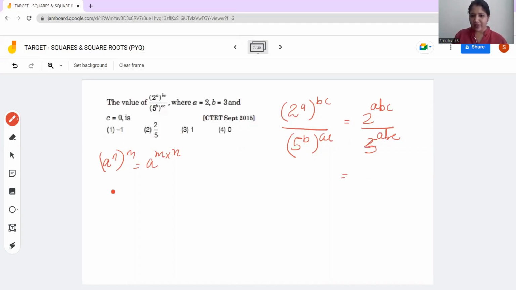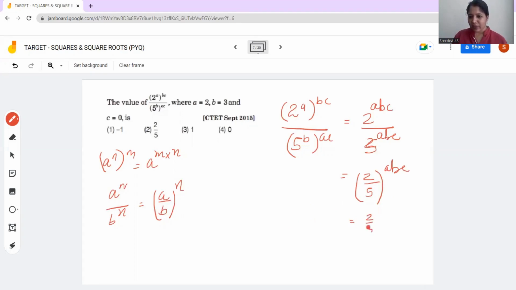Here we have another law of indices: a to the power n by b to the power n is equal to a by b the whole power n. So here also you can see the numerator and denominator have the same power, so you can club them: 2 by 5 the whole power abc. The values of a, b, c are given. So a is 2, b is 3, and c is 0. So you can apply accordingly.